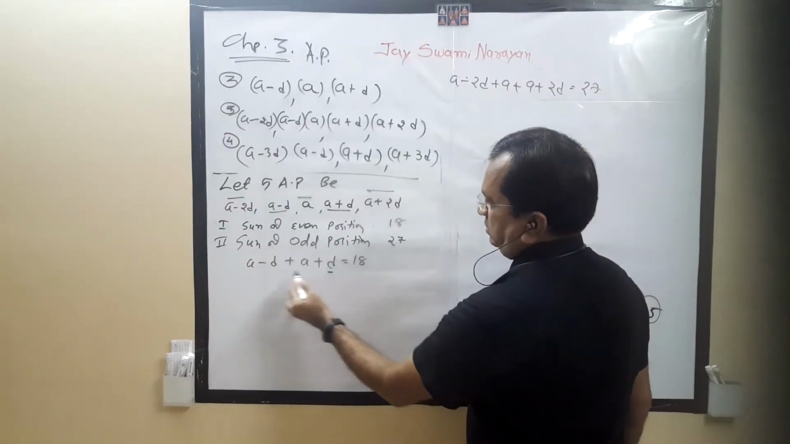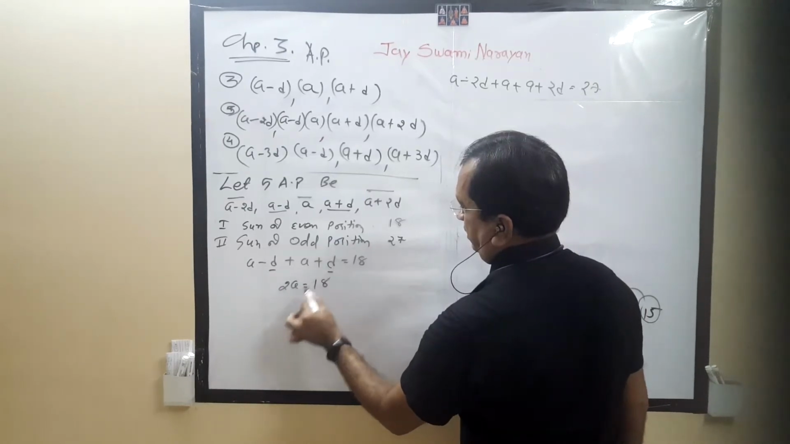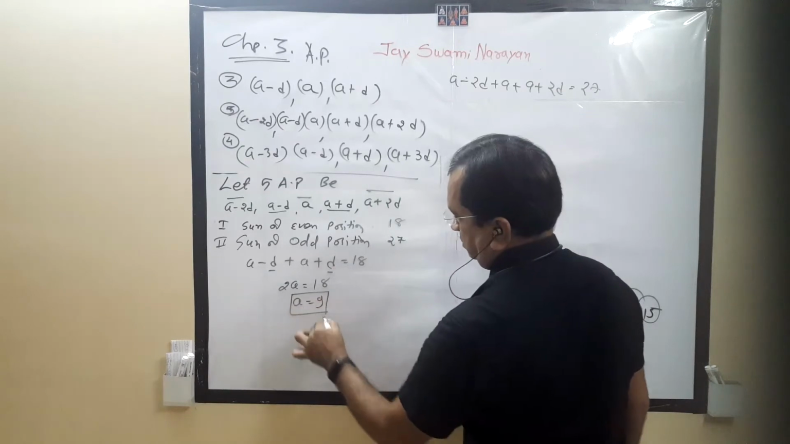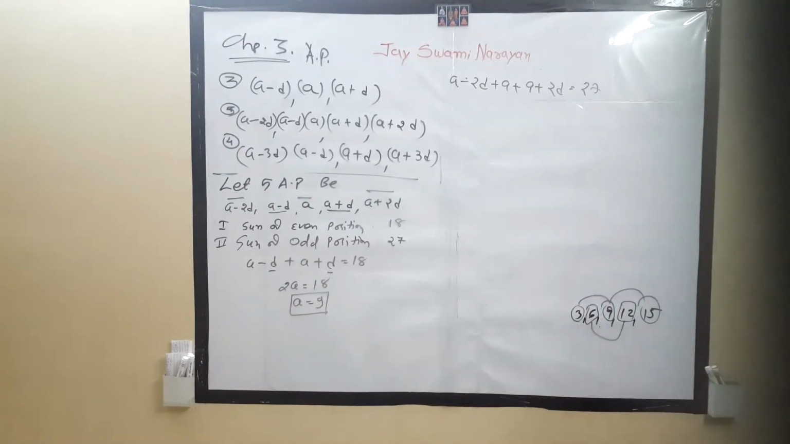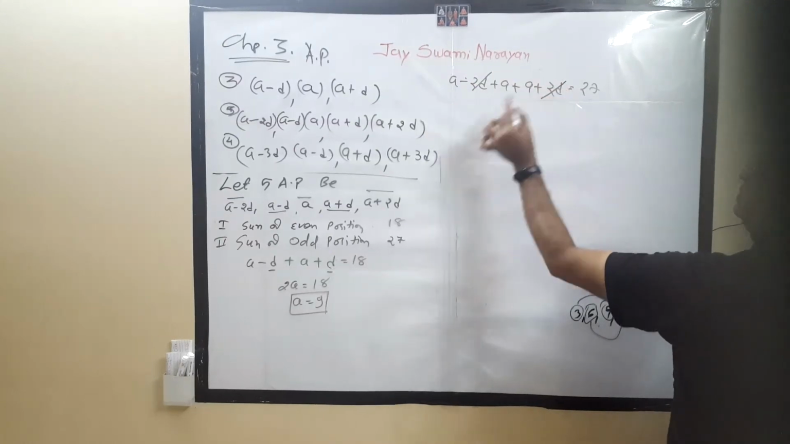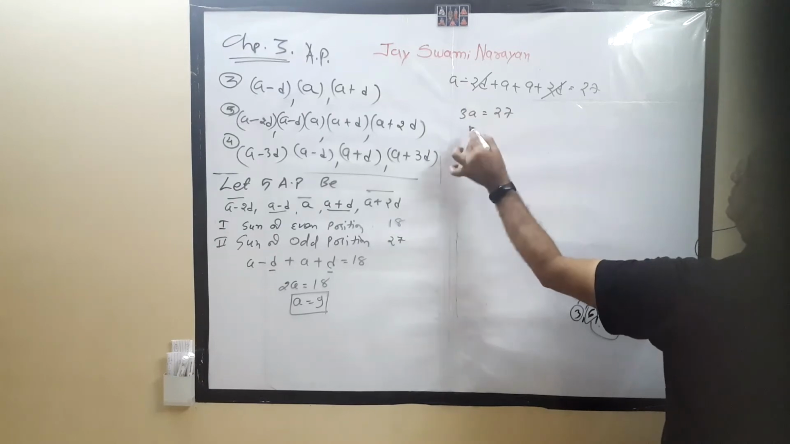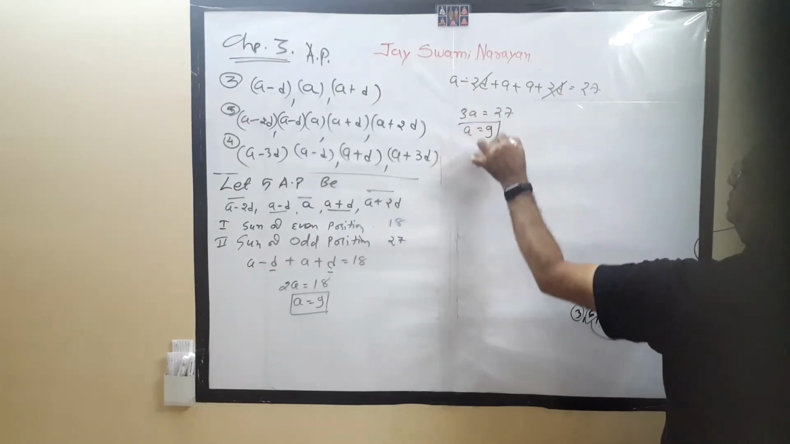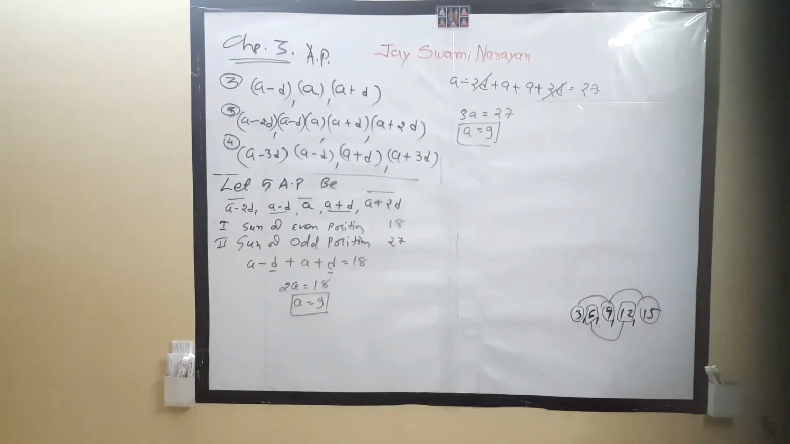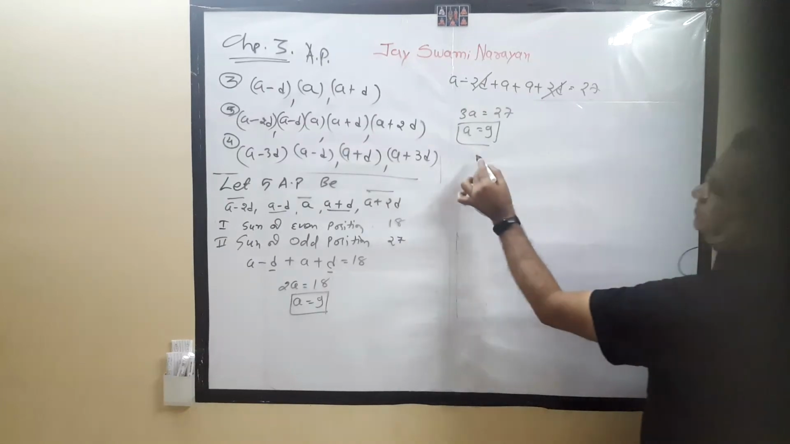Here this and this cancel. So 2a is equal to 18. So a is equal to 9. Here also this cancels. So 3a is equal to 27, a is equal to 9. Sum of the middle 3 is 27.